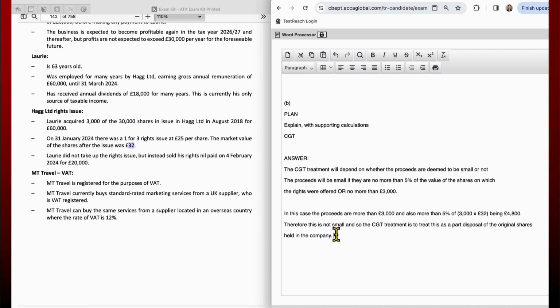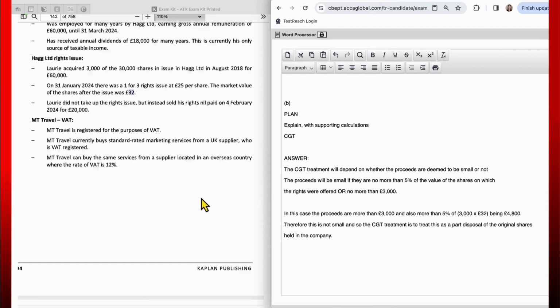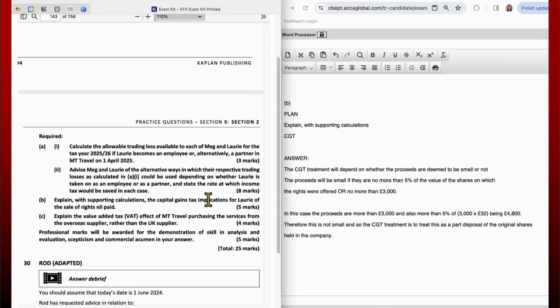Therefore, our proceeds is not considered to be a small amount of money, and therefore the capital gains treatment is to treat it as if it is a part disposal of his original 3,000 shares. It's not a small amount of proceeds. HMRC says you can afford to pay some tax on this just now. And so therefore, I've done the explanation, but what I haven't really done is show calculations in terms of implications, because another implication is the fact he's going to have some tax to pay now. So let's work out how much that's actually going to be.